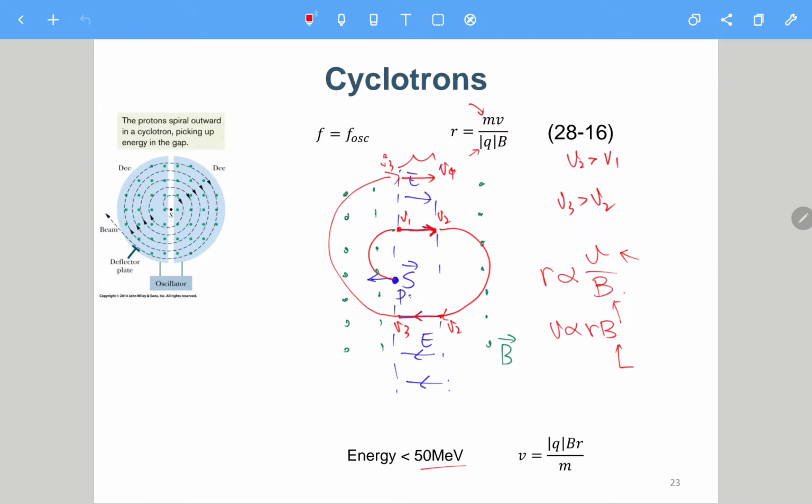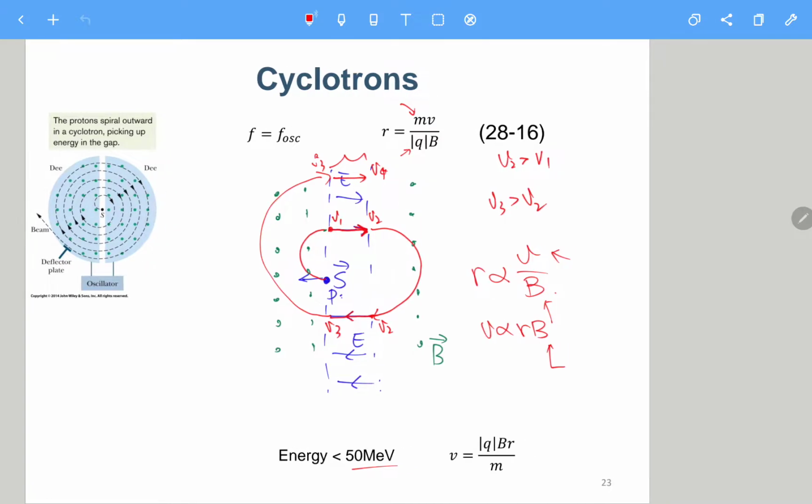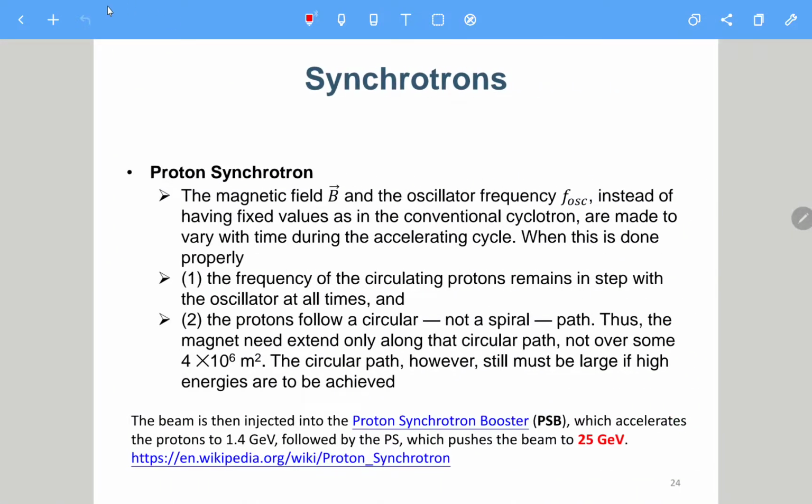Okay, so it has an energy limitation up to 50 MeV. So we have another one called the synchrotron.